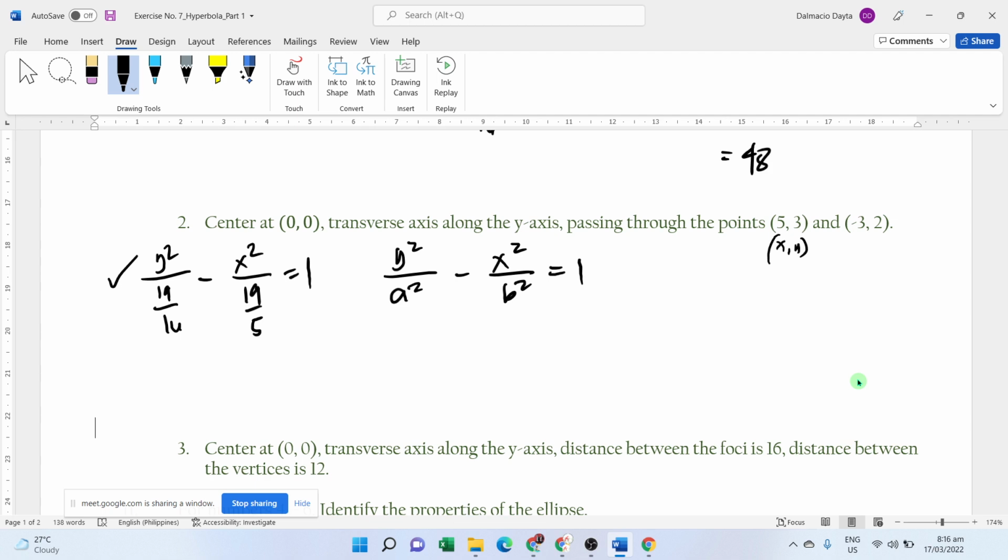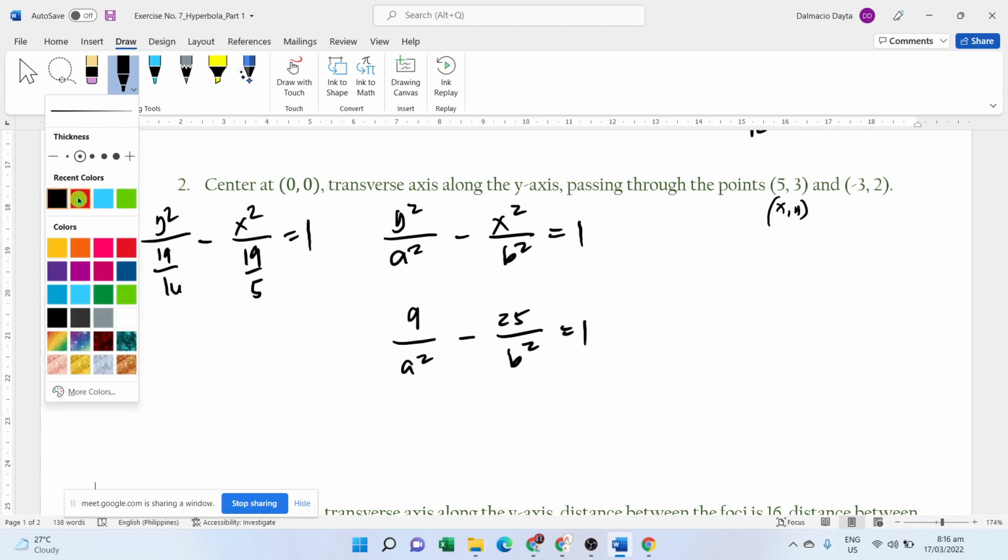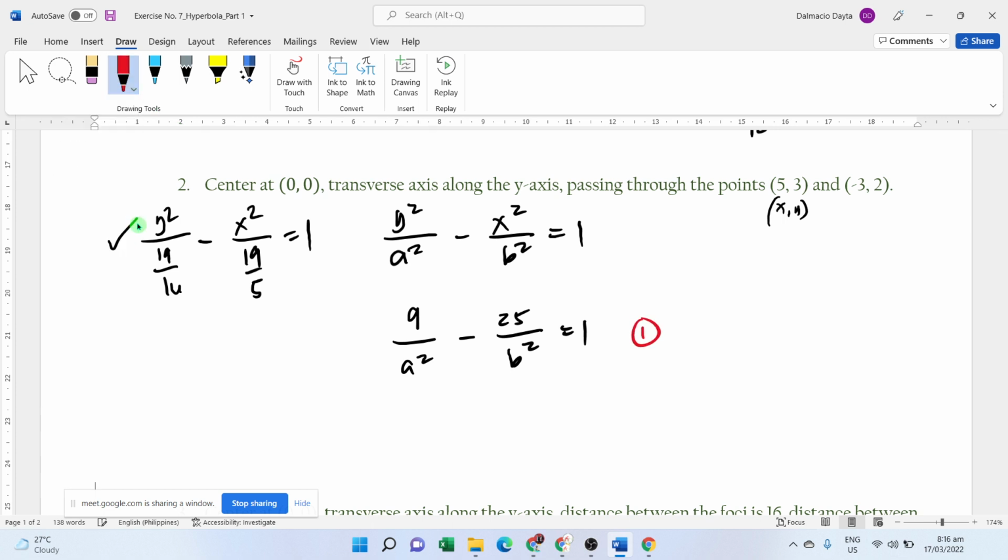Let's begin with (5, 3). x is 5 and y is 3. So what do we have? y squared, that will be 9, 3 squared, so 9 over a squared, and x is 5, so we have 25 over b squared equals 1. Let us have this as the first equation.